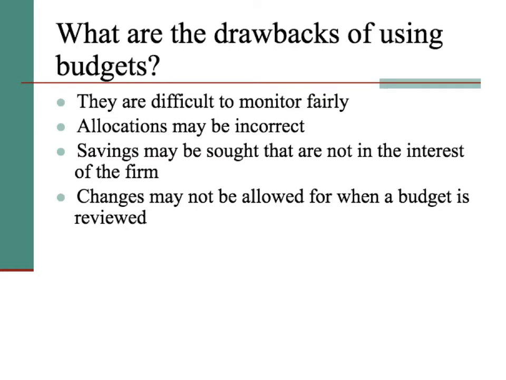Allocations may be incorrect. So let's say, for instance, I give you an insufficient cost budget, so that you miss out on marketing opportunities, or you miss out on paying your staff bonuses because they aren't allocated correctly. I think that'll be really demotivating for your staff, knowing that really they want to do something and they aren't able to because it hasn't been budgeted for.